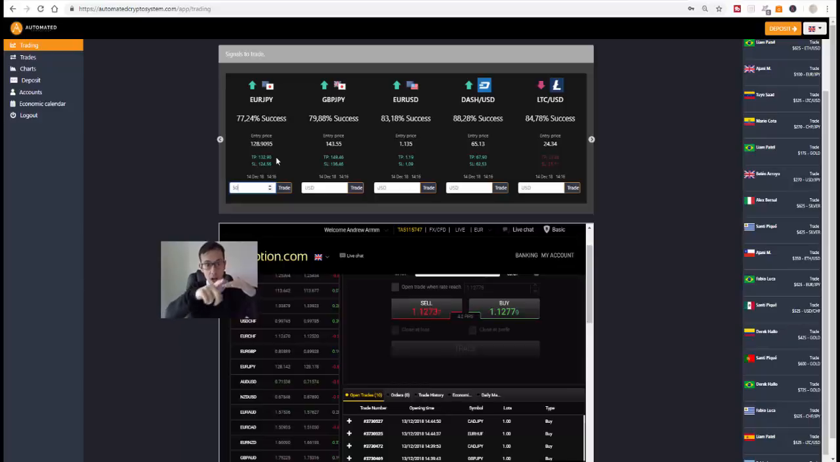This is a call trade, as you can see, a buy trade, the arrow goes up. So after I place this trade, if the currency goes up in price to 132.90, the trade is going to be automatically closed with the profits, and the profits will be added to my balance.